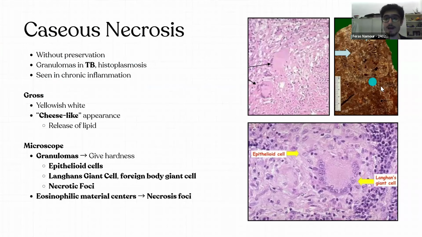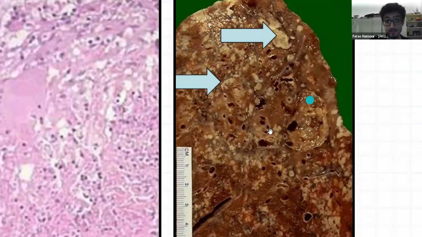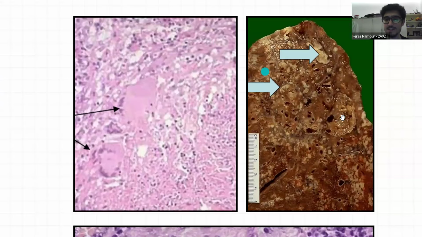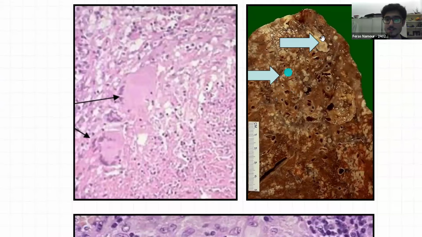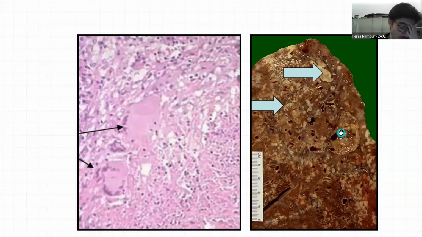And when you look at it in a gross specimen, this is again lung tissue. You're going to see the necrosis foci, and it kind of looks like a cheese-like appearance. Like, I'm not sure, maybe they were hungry or something. It's disgusting, but they call it a cheese-like appearance. So if you see this image, and I want you to memorize all these images very well, this is caseous necrosis, cheese-like appearance.